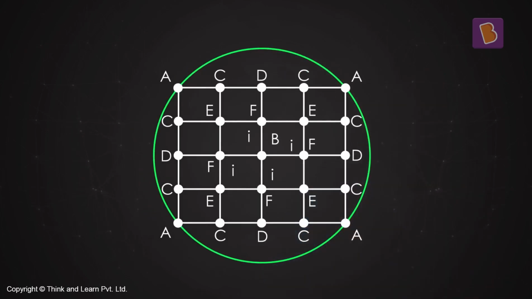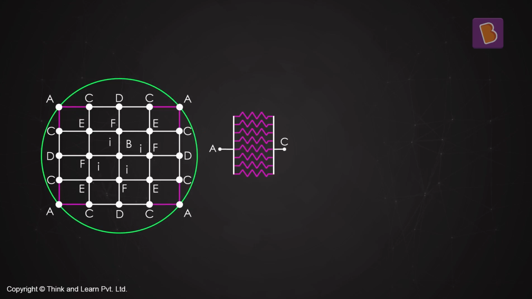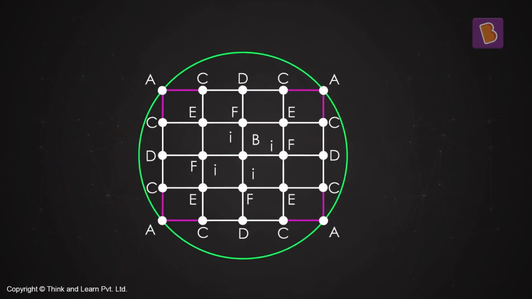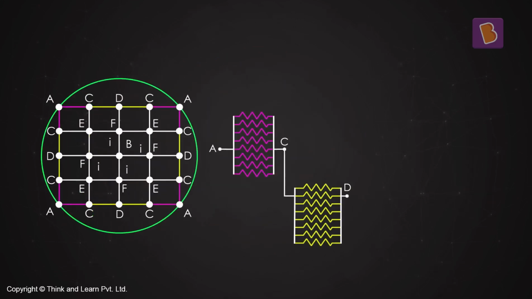Between A and C, there's 1, 2, 3, 4, 5, 6, 7, 8. There are 8 connections between A and C, right? And if I want to find out the connection between C and D, how many connections are there? Okay, let's see that. 1, 2, 3, 4, 5, 6, 7, 8. C and D again have 8 connections.